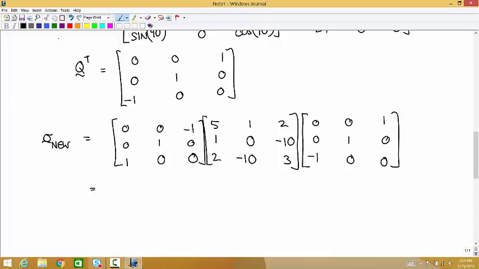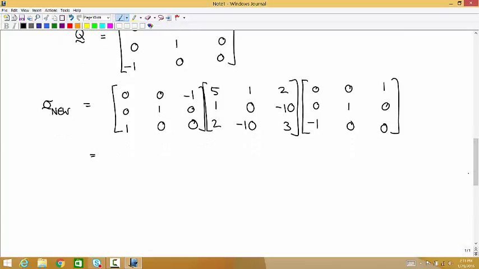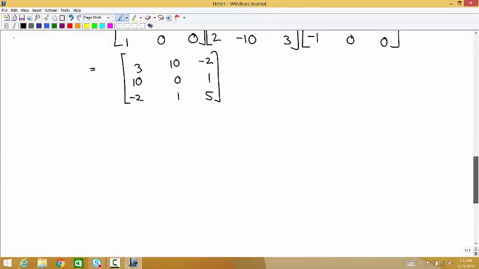Okay, I have not done this, so let's pop. I get, tell me if you get anything different, 3, 10, negative 2, 10, 0, 1, negative 2, 1, 5. So that doesn't mean too much yet, but now let's draw the stress element.